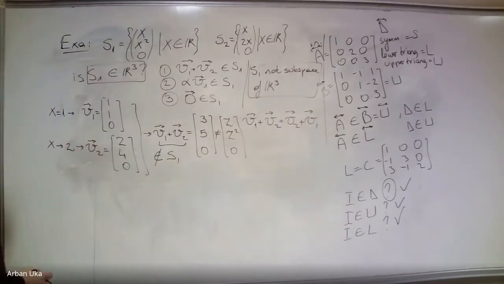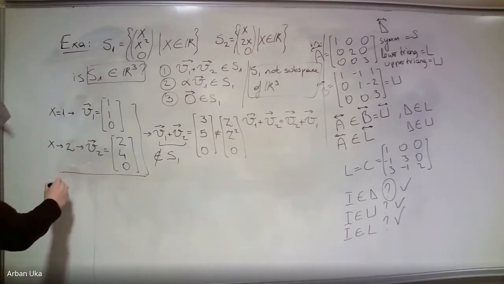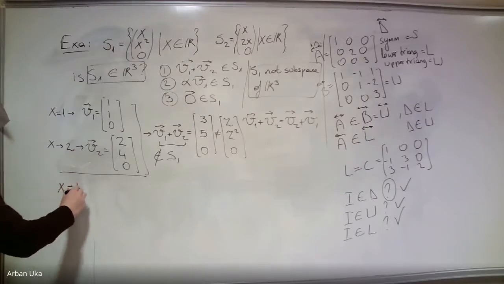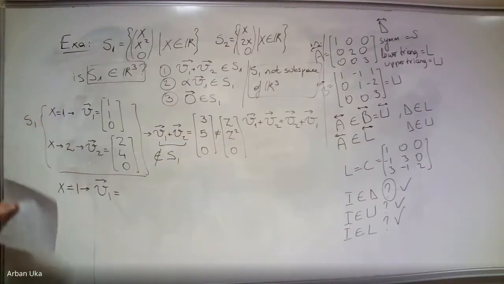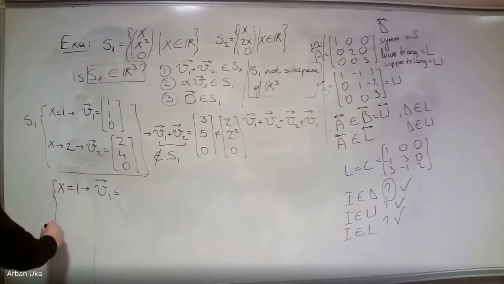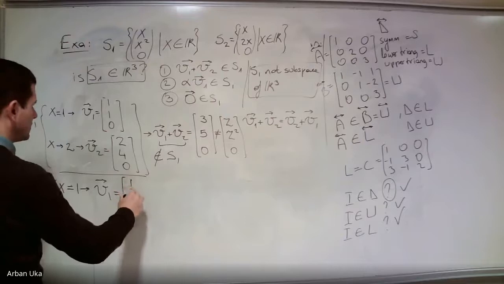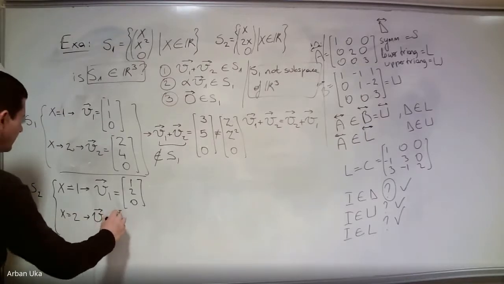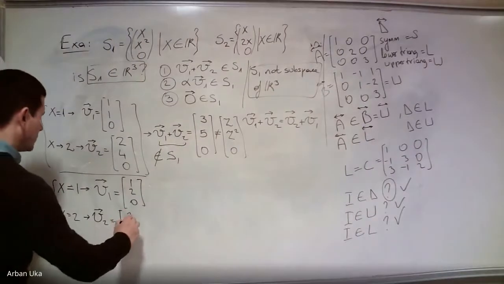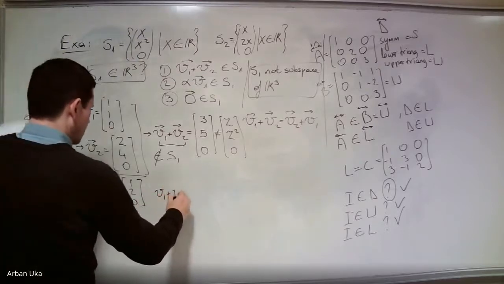Now, we have this other vector space, S2. Let's do the same, let's do it like this. X equal to 1. Here we're checking for S1, and here we're checking for S2. So v1 is equal to 1, 2, 0, okay? And for x equal to 2, we get v2 equal to 2, 4, 0. And now, adding these two together, we get v1 plus v2. The vector, isn't it 1, 1, 0?